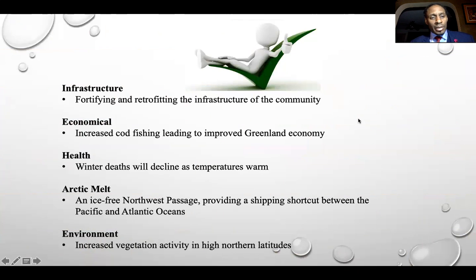not good. I know there are some positive things about climate change and what it does with infrastructure, the economy, and things around how it helps with health, Arctic melt, and the environment. Starting with infrastructure, it's one good thing to start all over, to fortify and retrofit the infrastructure of the community. We have to rebuild to better standards than what they used to have.